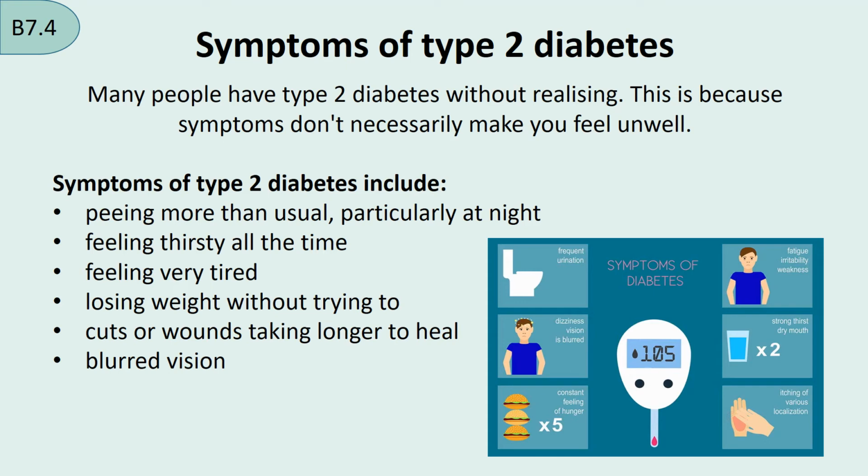So peeing more than usual, especially at night. And the reason for that is because you're often feeling thirsty all of the time. So if you are drinking considerably more than what you would normally have, then that can be a symptom. Feeling very tired, losing weight without trying to, cuts or wounds take longer to heal, and it can also have an effect on the eyes which causes blurred vision. So those are just 6 common symptoms of people who have type 2 diabetes. So if you notice any of those, then you can always go and get yourself checked at the doctors.